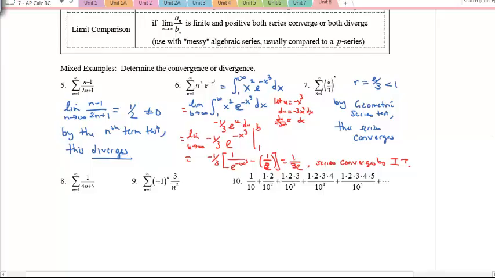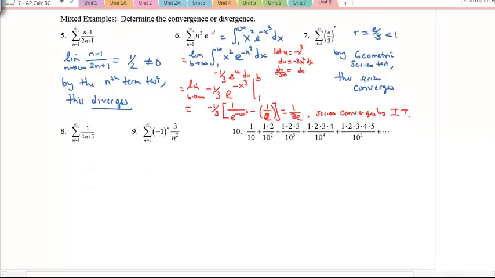Number 8, 9, and 10. I suggest that you compare this one to the sum of 1 over n. This is the harmonic series, or the p series, where p equals 1, so therefore it diverges. I can ask yourself now, after this diverges, let's do some comparisons.